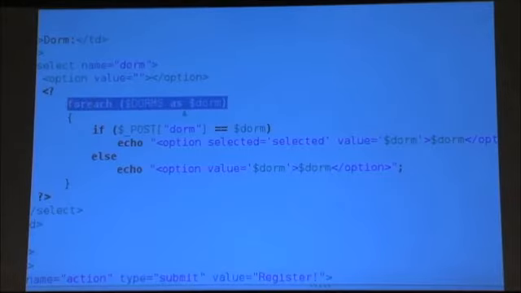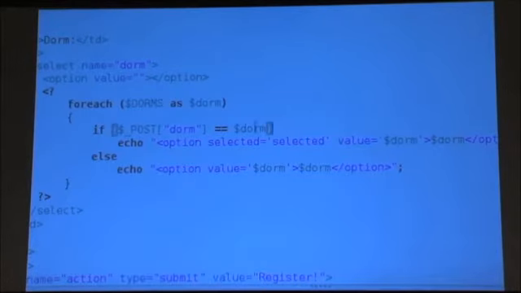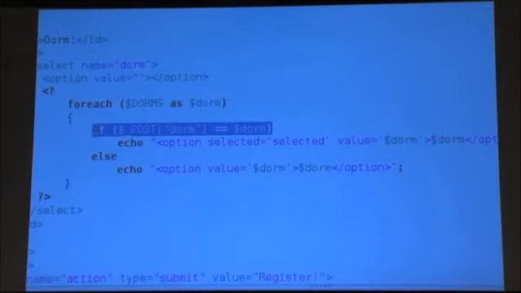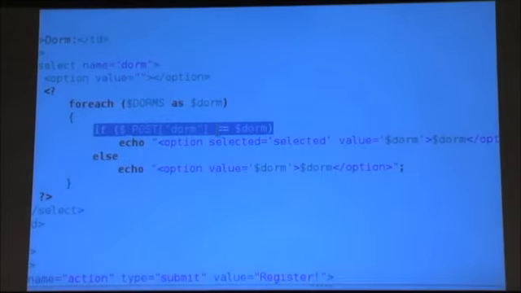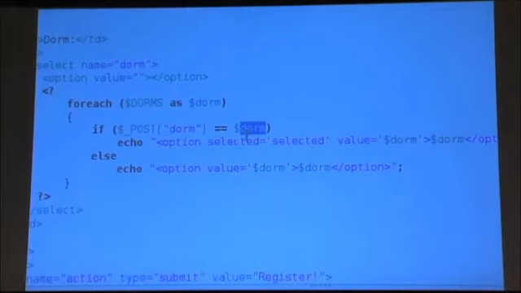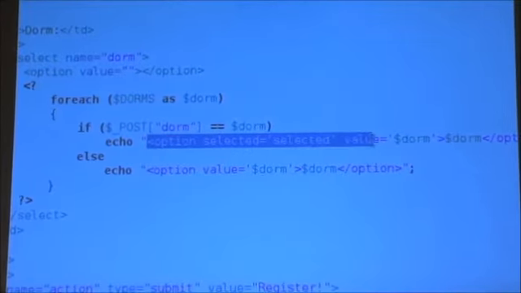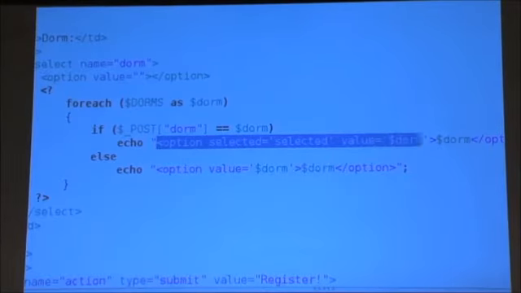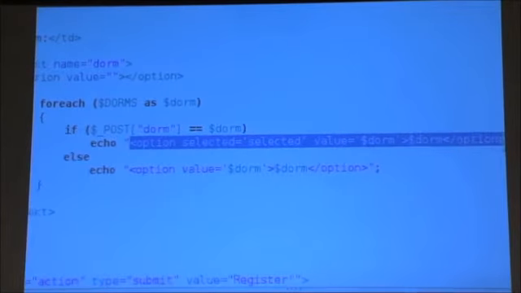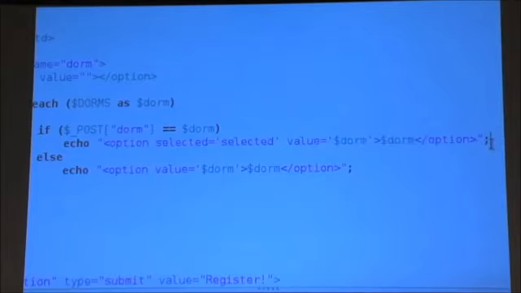And then, frankly, this is week 1 stuff again. It's a different language, but same idea. If what the user submitted, which recall is stored inside of a special super global variable called $_POST, equals the value of the current dorm, as we are looping through all of them, we'll then go ahead and spit out literally option selected equals quote unquote selected, value equals quote unquote dorm, then close option, close quote, semicolon.